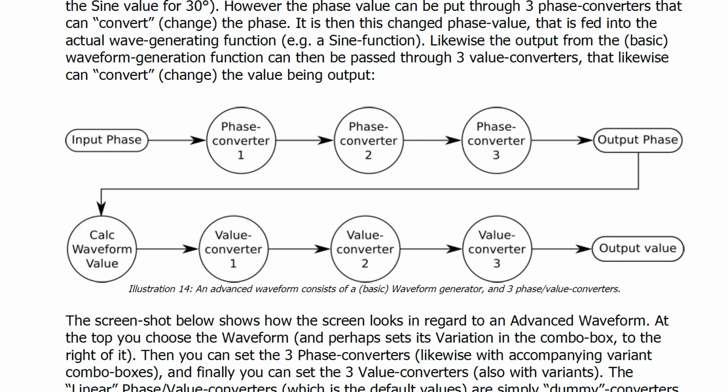And just to repeat, for every single value we extract from the waveform, we begin with an input phase in the range from 0 to 360 degrees. That value is passed through 3 phase converters that might change the phase. Then that changed phase is inserted into the waveform algorithm, and based on that phase value, it will calculate a value in the range from -1 to +1. And that value passes through 3 value converters before it's being output and being used to draw the waveform. So let's have a look at it in the software.